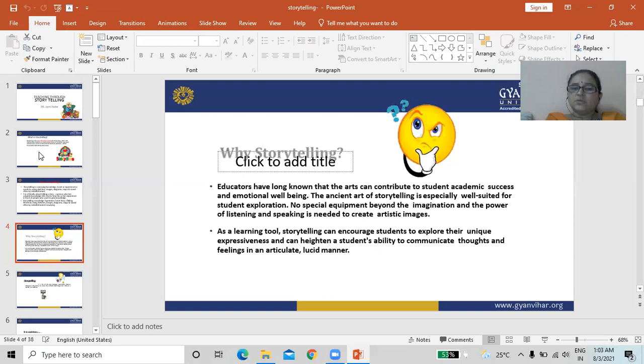As a learning tool, storytelling can encourage students to explore their unique expressiveness, and can heighten a student's ability to communicate thoughts and feelings in an articulate, lucid manner.